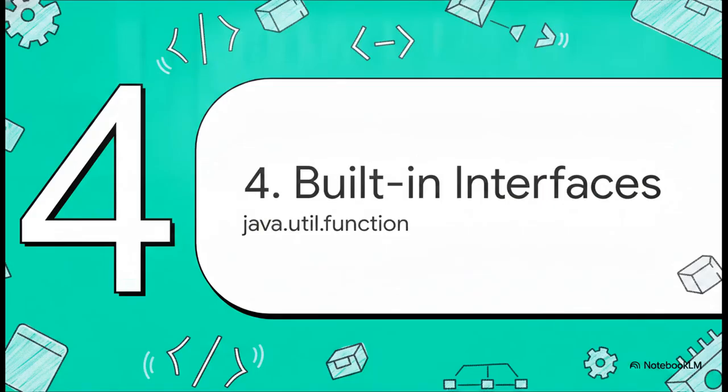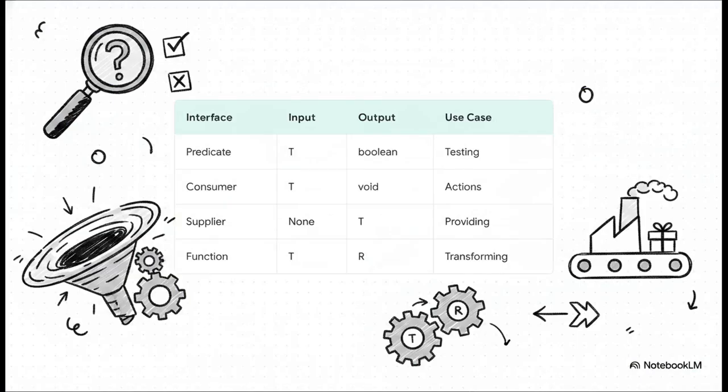Next up, Part 4, Built-in Functional Interfaces. Now, you don't have to build custom interfaces for everything, because Java provides the big 4 built-in interfaces, and they are absolute lifesavers. Let's break them down. First, Predicate. It takes an input, tests a condition, and spits out a simple true or false. Next, Consumer. It takes your data, does something with it, but returns absolutely nothing. Then there's Supplier, the exact opposite. It takes no input but supplies you with data. And finally, Function. It takes an input, transforms it, and returns a totally new output.